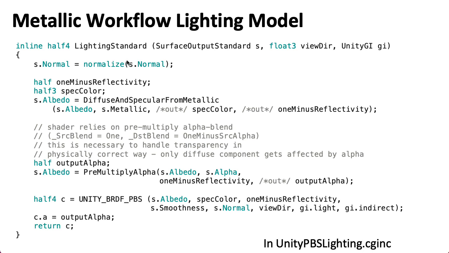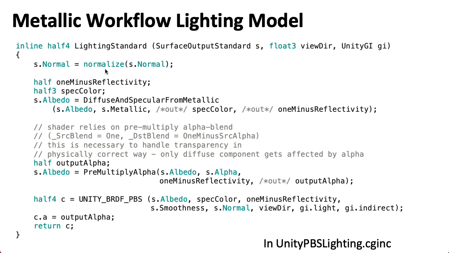So I found LightingStandard in UnityPBSLighting. Now, LightingStandard takes in this SurfaceOutputStandard structure. It also takes in this variable that has the direction to the camera. And it also takes in this UnityGI structure. Now, GI suggests that this is global illumination information. That's a bit of a misnomer. This UnityGI structure has both global illumination information and information associated with specific point lights or spotlights or whatever.